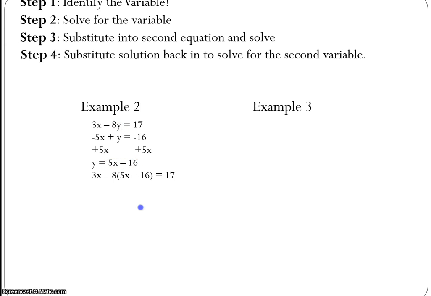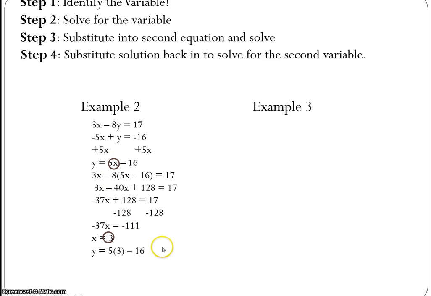Then we're going to simplify by multiplying everything out by that negative 8. We're going to combine like terms, and then solve for x by subtracting 128 from both sides. Then we divide by negative 37, and we get x equals 3. Now we have x, but we need to know what y equals. So we're going to take this value for x and plug it in up at our y equals. So y equals 5 times 3 minus 16. Well, 5 times 3 is just 15, minus 16 is 1. So our y is equal to negative 1. Don't forget to write it as a point, 3, negative 1.